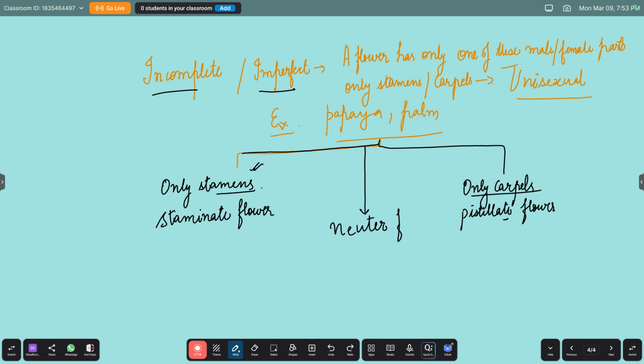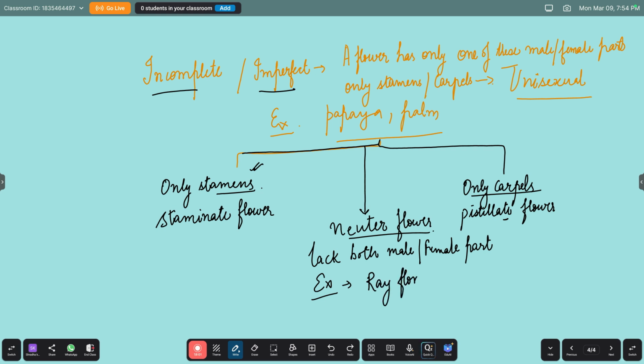Look, there is so much in nature and we don't know about it. Neuter flowers, so what are these? They lack both the male and female part or organs. An example of it is usually the ray florets of sunflower. The carpels are present but they are sterile. The example is often asked: what is the example of it? It is the ray florets of sunflower.